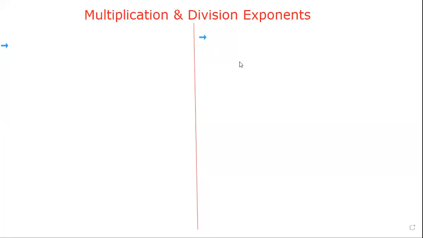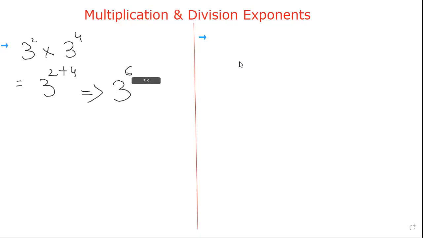Let's suppose we have an exponent in this form: 3 to the power 2 times 3 to the power 4. We have discussed the multiplication rule that whenever there is a multiplication sign between two same bases, we can add their powers. Because there's a multiplication sign, I'm going to add their exponents. So it will be 3 to the power 6.